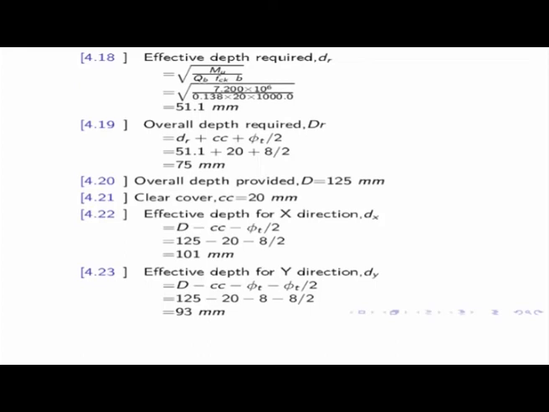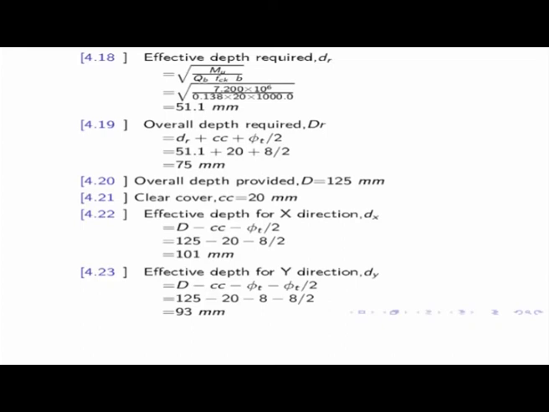So with a clear cover of 20 millimeter, the effective depth for the X direction, dx, is d minus cc minus phi t by 2, which comes to 101. For the other direction, this is the outer bar, the one you see first on the slab. Above that you get another bar, perpendicular to that one. That means these two bars are perpendicular, one along the X direction, another along Y. So here we have phi t minus phi t by 2, and another 8 millimeter I have to subtract, then only I shall get the depth.